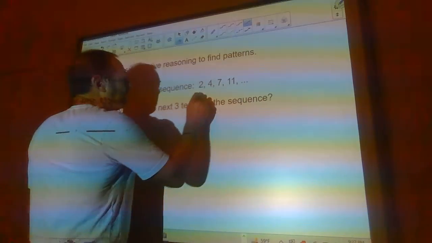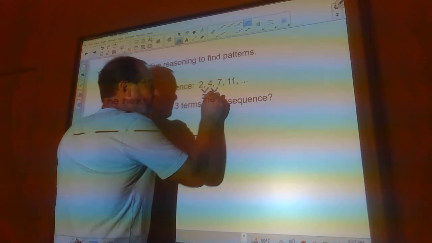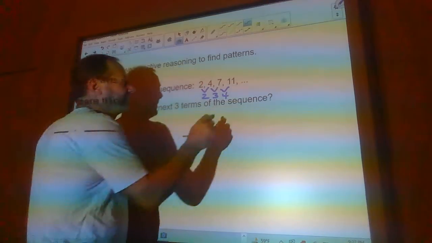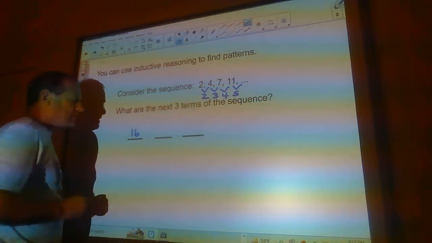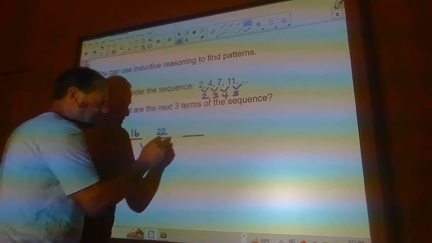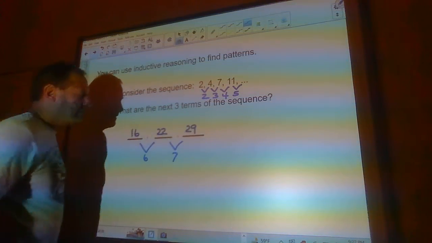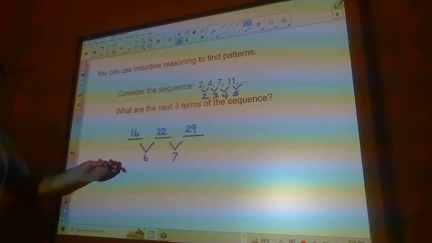Here's what I noticed on this. The difference between those two is 2, and the difference between those two is 3, and the difference between those two is 4. And so I'm guessing that for the next two, the difference is going to be 5, which would make this 16. And then the next one, the difference would be 6, which would make this 22. And the next one, this would be 7, which would make this 29. So I used inductive reasoning to determine what this is going to be. Now, that was a pretty easy one.